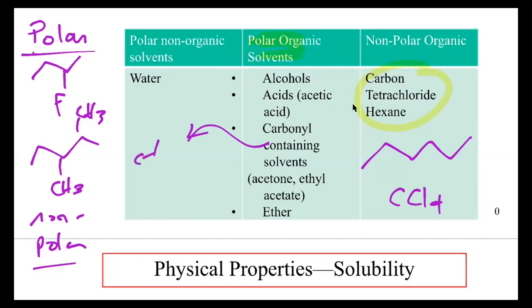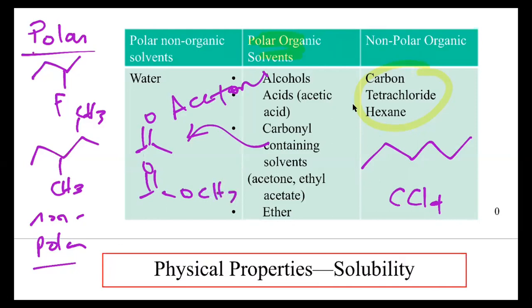So acetone would look like this. Right, so that's acetone, and ethyl acetate. Look, it's an ester, and it looks like that. All right, any carbonyl-containing solvents like acetic acid or trifluoroacetic acid, any type of acid, any type of alcohol is going to be considered a polar organic solvent. So this type of stuff here is memory. You can memorize the types of organic solvents, whether they be non-polar or polar. And then water is always going to be polar as well.